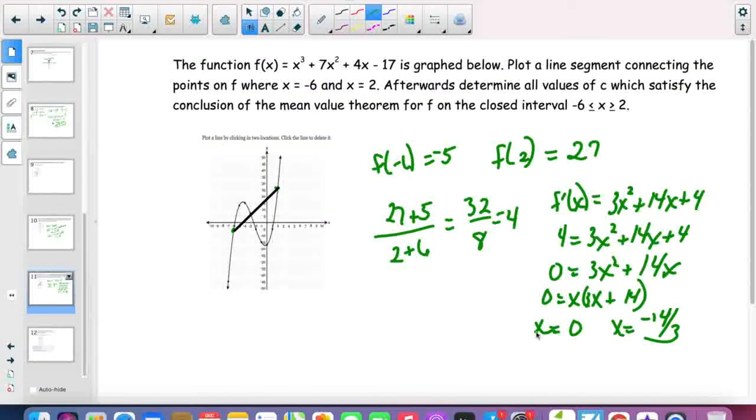So my c values here, where the slope of the tangent line equals the slope of the secant line, happen at x equals 0, so right around here, and at x equals negative 14 thirds, which is negative, I believe, 4 2/3. So somewhere right in here, I would say.